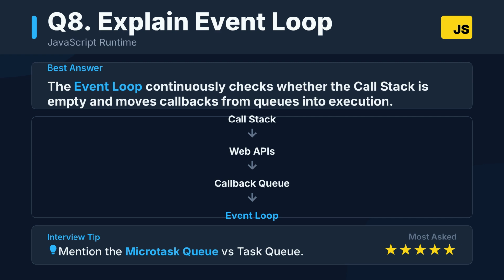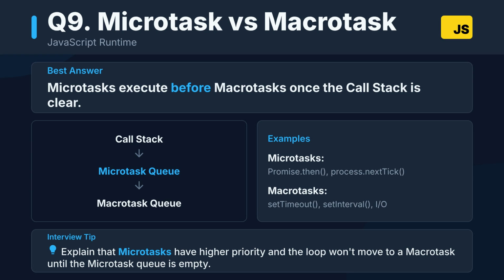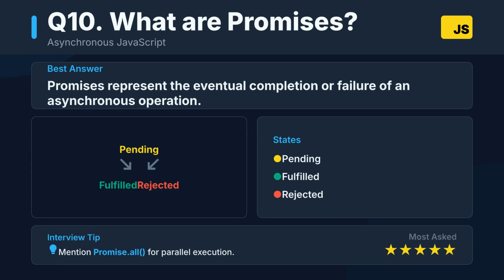Question 8. Explain the event loop. The event loop continuously monitors the call stack. If the stack is empty, it takes callbacks from the queues and pushes them for execution. Question 9. Microtask versus macrotask. Remember that microtasks, like promises, have higher priority and must be cleared before the engine moves to any macro tasks like set timeouts. Question 10. What are promises? They represent the eventual success or failure of an asynchronous operation. They exist in one of three states: pending, fulfilled, or rejected.